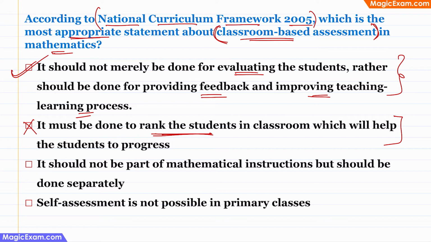Next, it should not be part of the mathematical instructions but be done separately. No, this is also incorrect because the evaluation or the assessment should be part of the teaching learning process and it is not a separate process by itself. Therefore, this is also incorrect. And the last one, self-assessment is not possible in primary class. This is also incorrect because children should be given an opportunity to assess or evaluate themselves also in the continuous and comprehensive evaluation process. Therefore, only statement 1 is correct as per what is prescribed under the National Curriculum Framework.